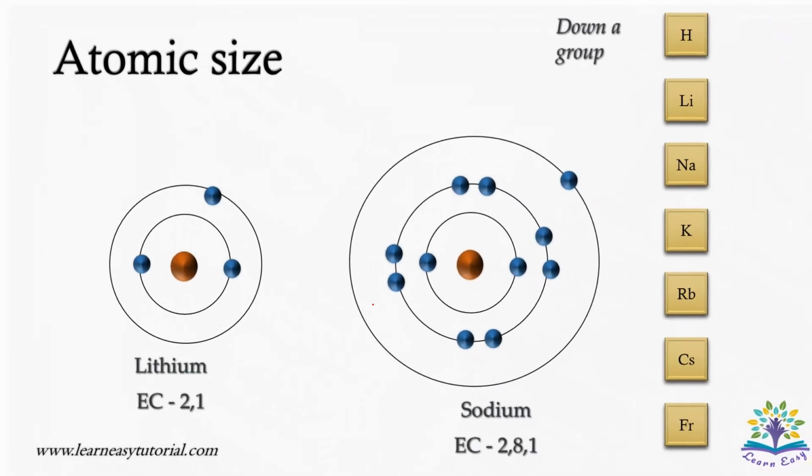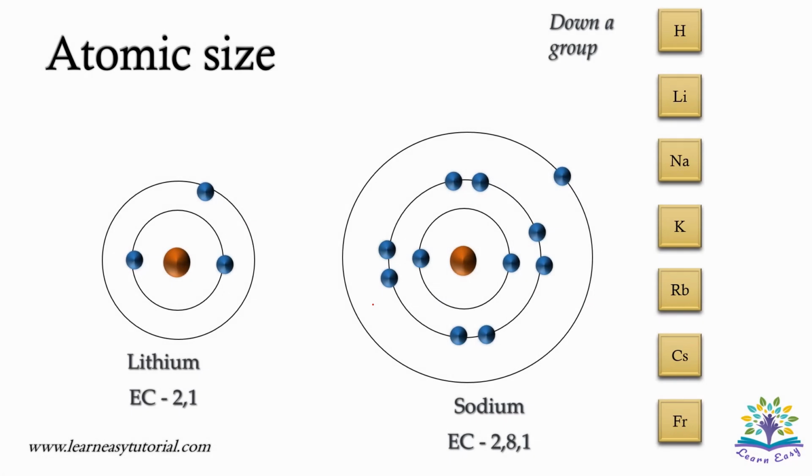There are two factors which decide the atomic size: number of shells and nuclear charge. Down a group, the number of shells increases. For example, lithium has 2 shells while sodium has 3 shells. As the number of shells increases, the distance from the nucleus to the valence shell also increases, which means the atomic size will increase down a group.